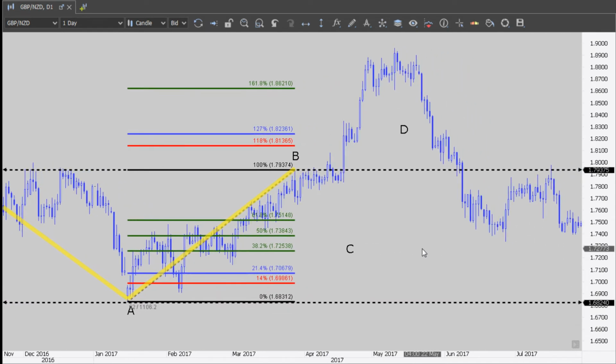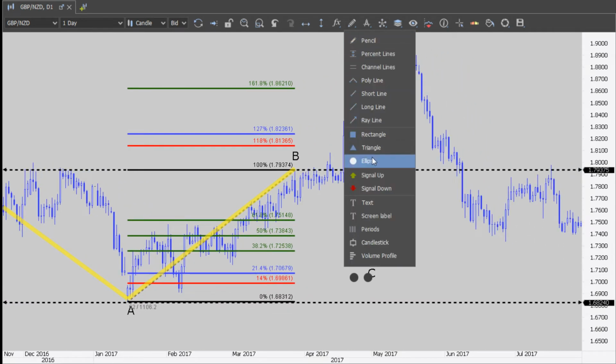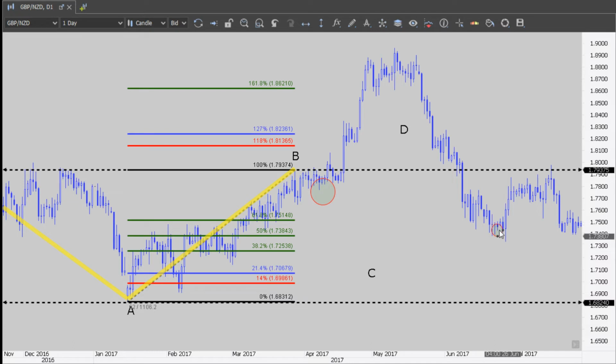Now, which one is the C? Is the C the first circle, or is the C the second circle? Which one is the C? What would you say, everybody? Is the first circle on the left, or is the second circle on the right? D3, D3, D3, yes, everybody, you are correct. What about the C?